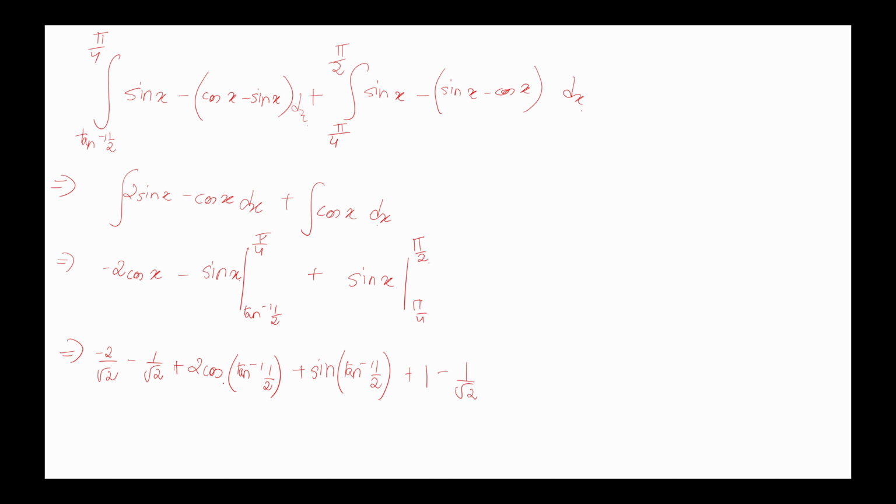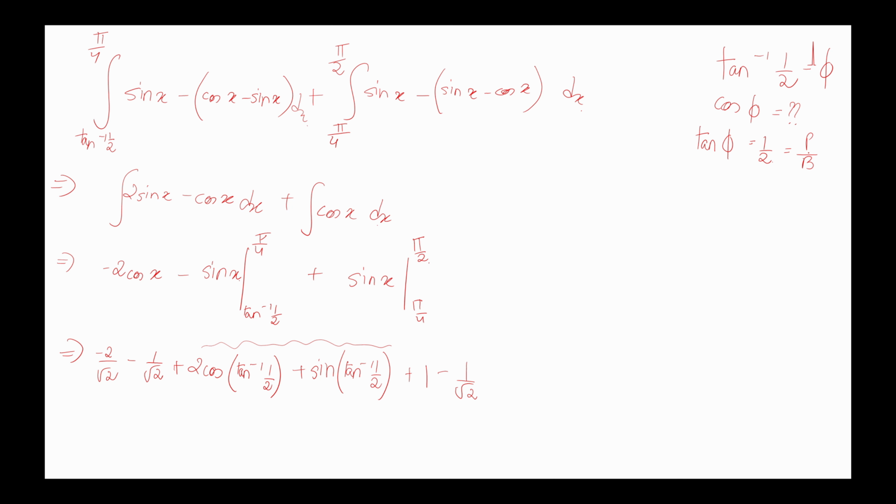Now let us find out the value of these two terms first. So basically our tan inverse half, which we call phi, we are trying to find out the value of cos phi. So we are trying to find out the value of cos phi. Let's say tan phi is 1 by 2, and we know this is perpendicular by base.